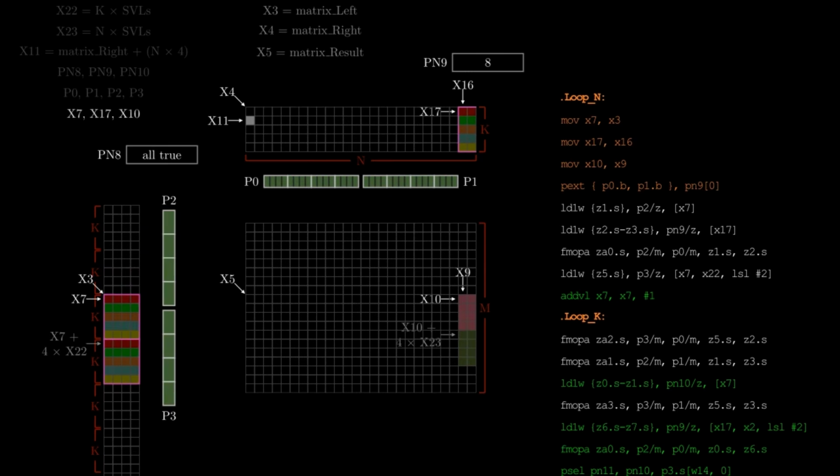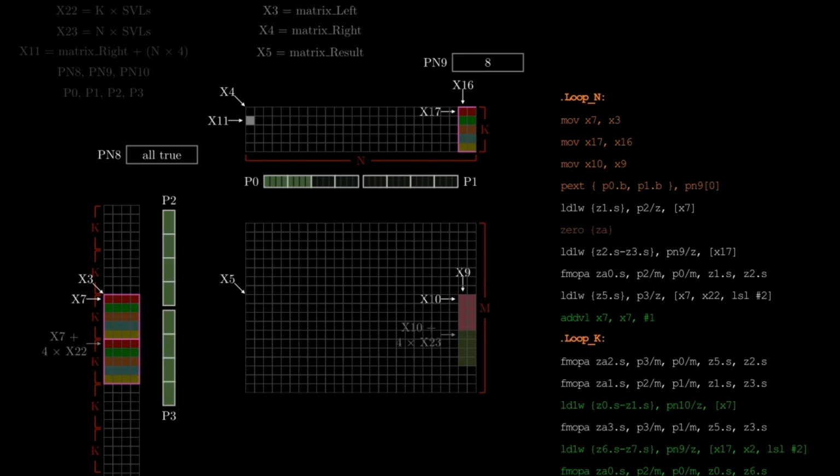Now we can remove x7, x17 and x10 from our list of registers to initialise. Next, we extract the PN9 counter into P0 and P1 predicate masks. Now we're almost ready to go straight into the loop on K, but there is something very important that we haven't done yet, which is to zero the ZA tile each time we start the loop on K.